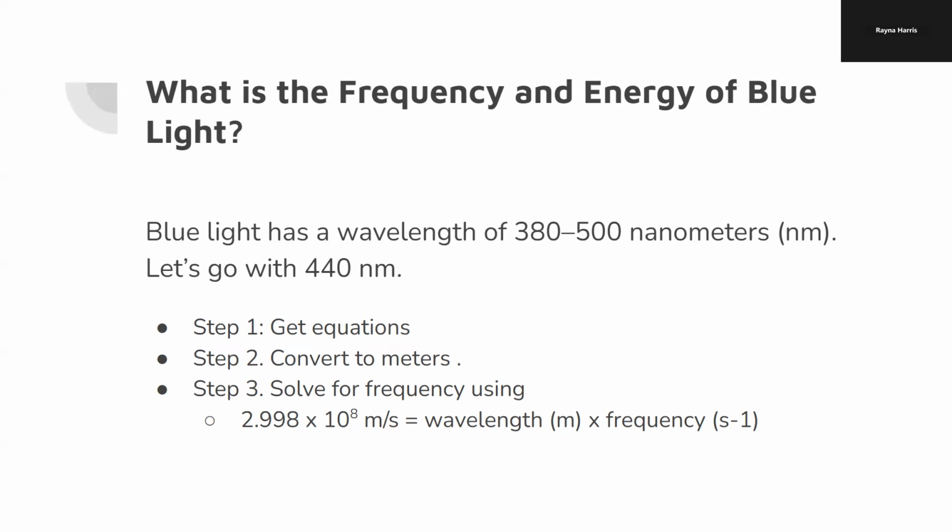So now we have a frequency. This is the frequency, 6.81 times 10 to the 14th inverse seconds. Now the next step is to solve for energy. Now we're using this equation. We don't know what energy is, but energy is equal to Planck's constant times the frequency. That's our frequency. So we plug it in over here.